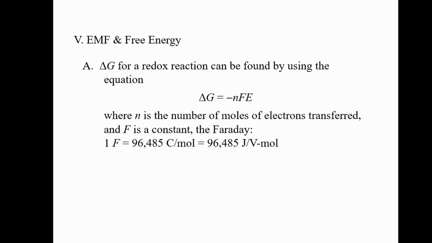So I've referred to the table of standard reduction potentials as a measure of perhaps free energy. And it says here, delta G for a redox reaction can be found by using this equation here. What's going on here? Where n is the number of moles of electrons transferred.